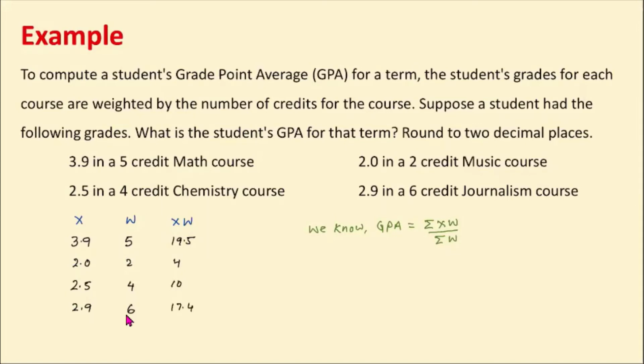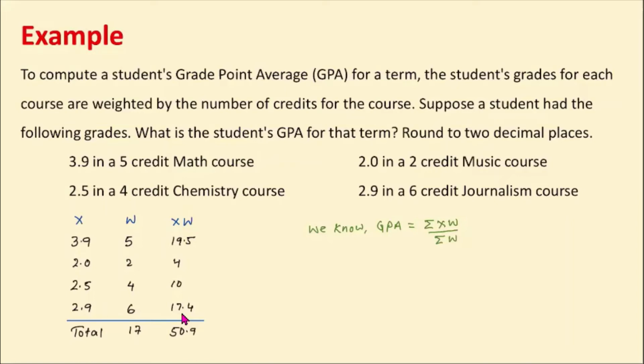Now let's add these numbers down here. We are going to add them so we can find the total. The total of all the weights, 5 plus 2 plus 4 plus 6, is equal to 17. And the sum of the products X times W, 19.5 plus 4 plus 10 plus 17.4, is 50.9.